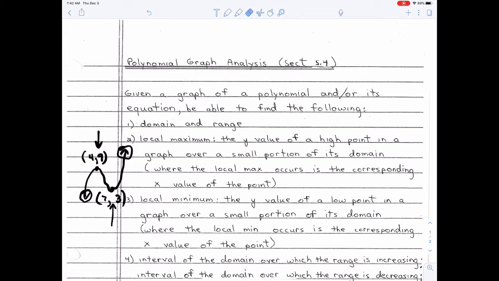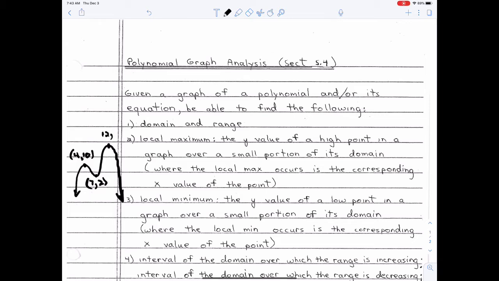Okay, let me show you another example here. So I'm going to get rid of this. Okay, what if you have this? I'm going to change this a little bit. Okay, let's say this point is, I don't know, 4, 10. This point is 7, 2. And this point is 12, 15.